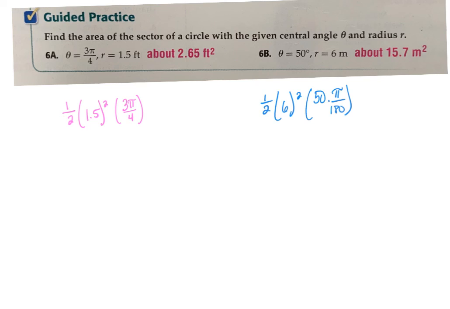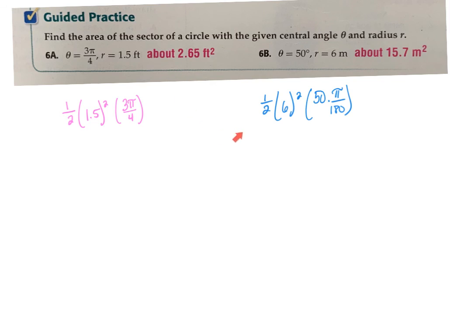So for the first one, the formula is 1/2 r squared theta. And they gave it all to you. 1/2, 1.5 squared is 2.25 times 3 pi over 4. When you put that into your calculator, you get approximately 2.65 or 2.7 square feet.